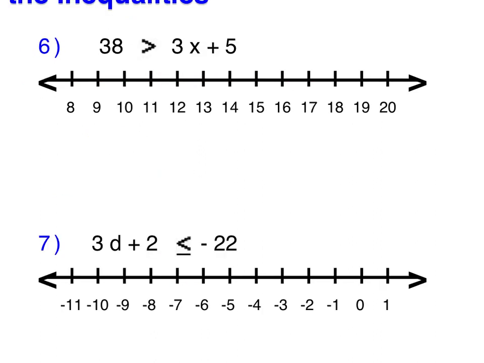All right, for questions 6 through 10, I do want you to go ahead and try to do these on your own. Solve them first, and then you can check your answers. Good luck.